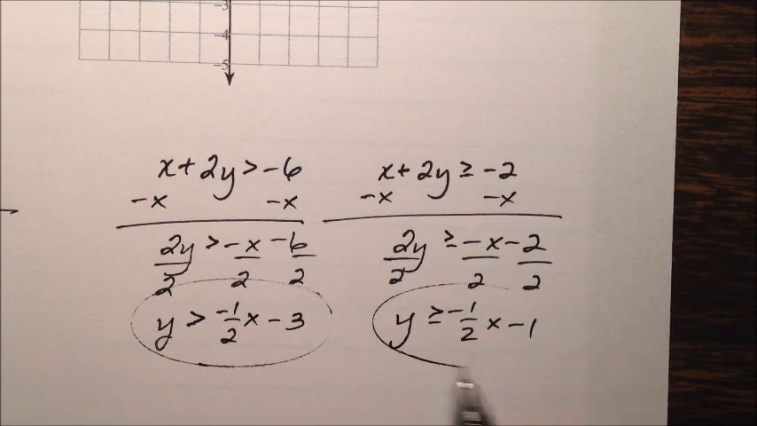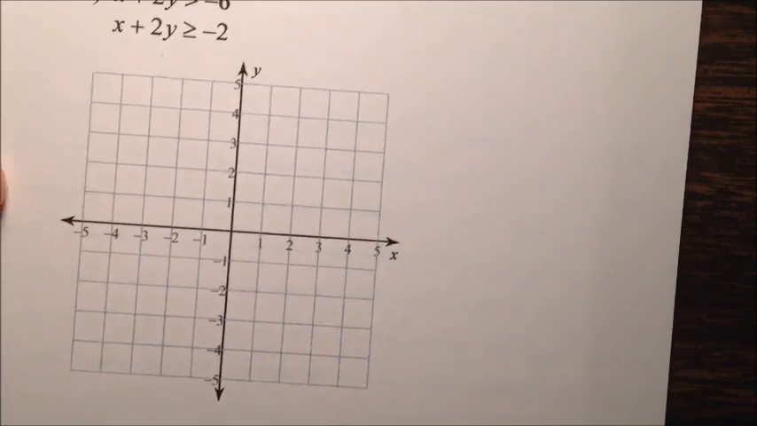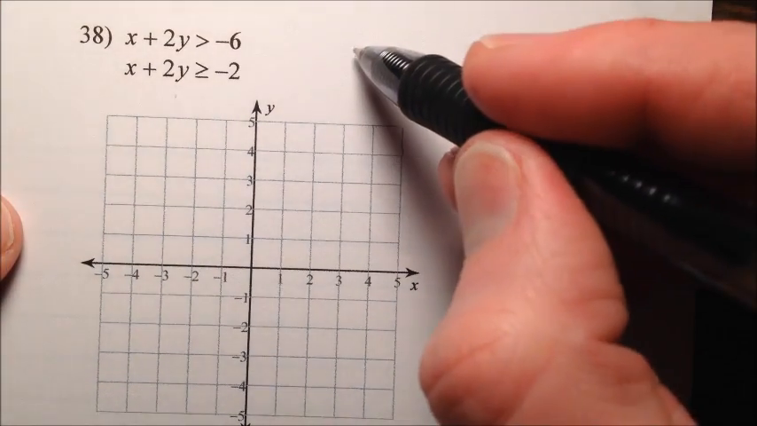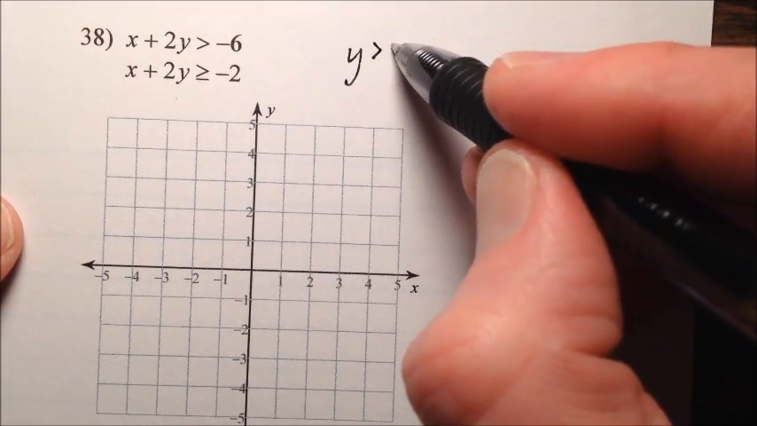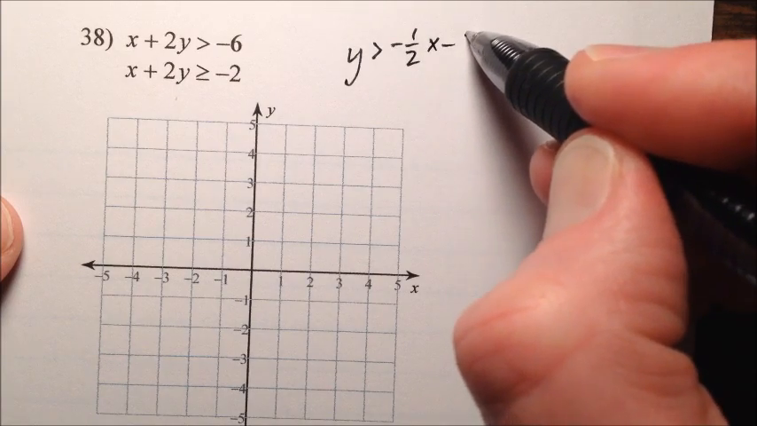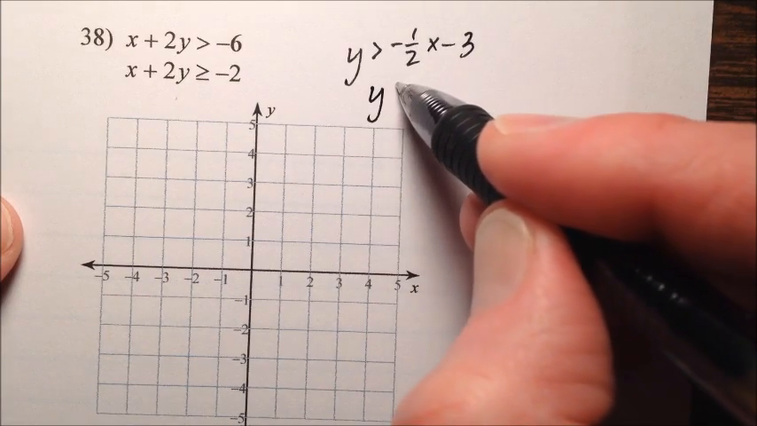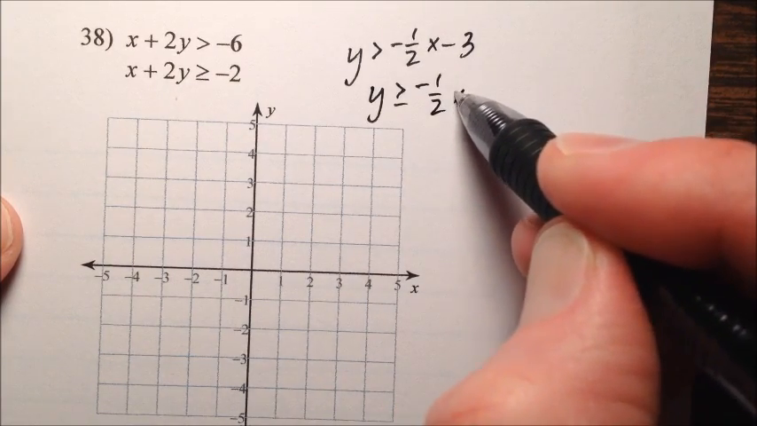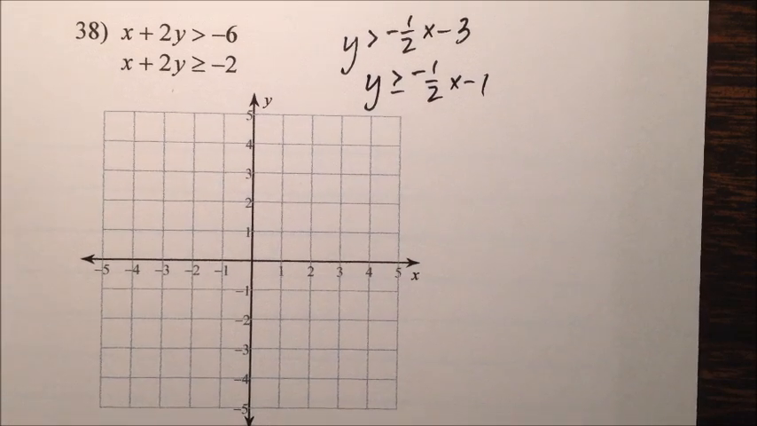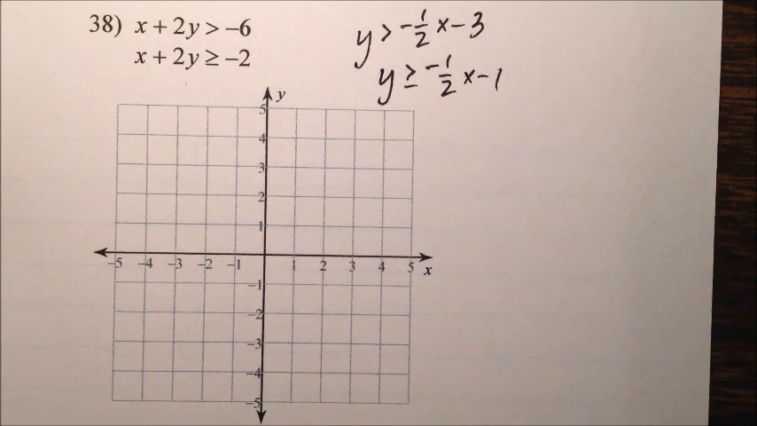So we have this line and we have this line. I'm going to go ahead and rewrite them at the top so we can see them a little better now with our graph. So y was greater than negative 1/2 x minus 3. And then y was greater than or equal to negative 1/2 x minus 1. So these were the two lines that we had.